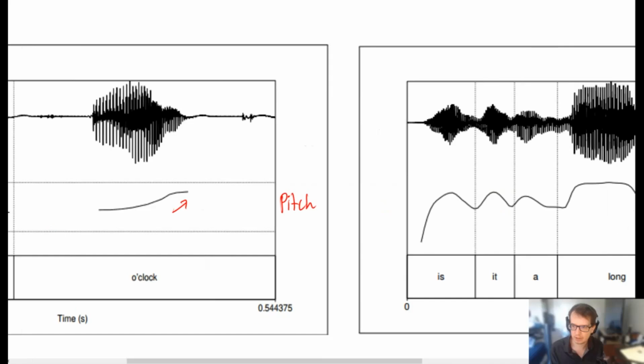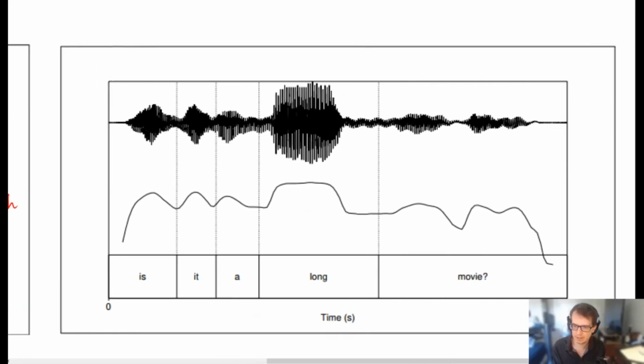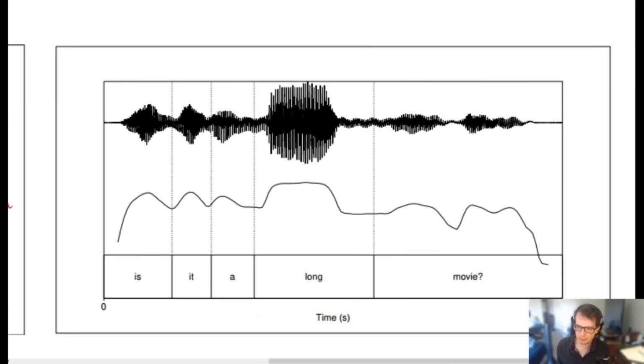If we take a look on the right, here's a different sentence. Is it a long movie? We can see here that this is the loudness or intensity track in the middle. The very beginning and the very end of the sentence or question is quite quiet, and it gets louder, especially in the middle of the long vowel.